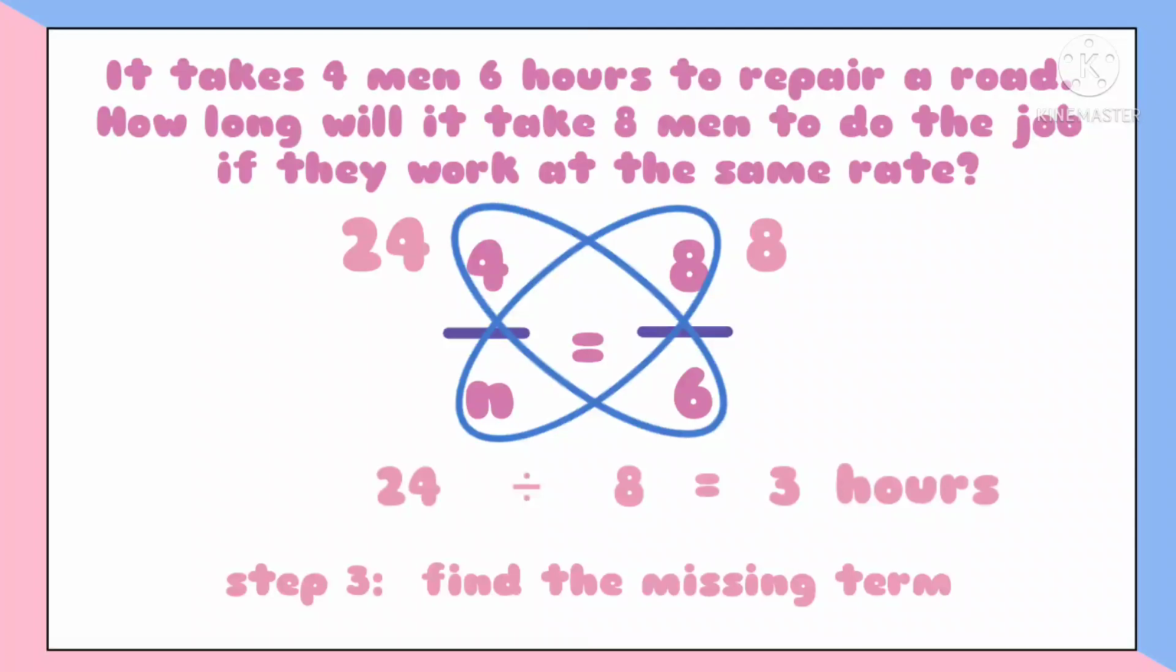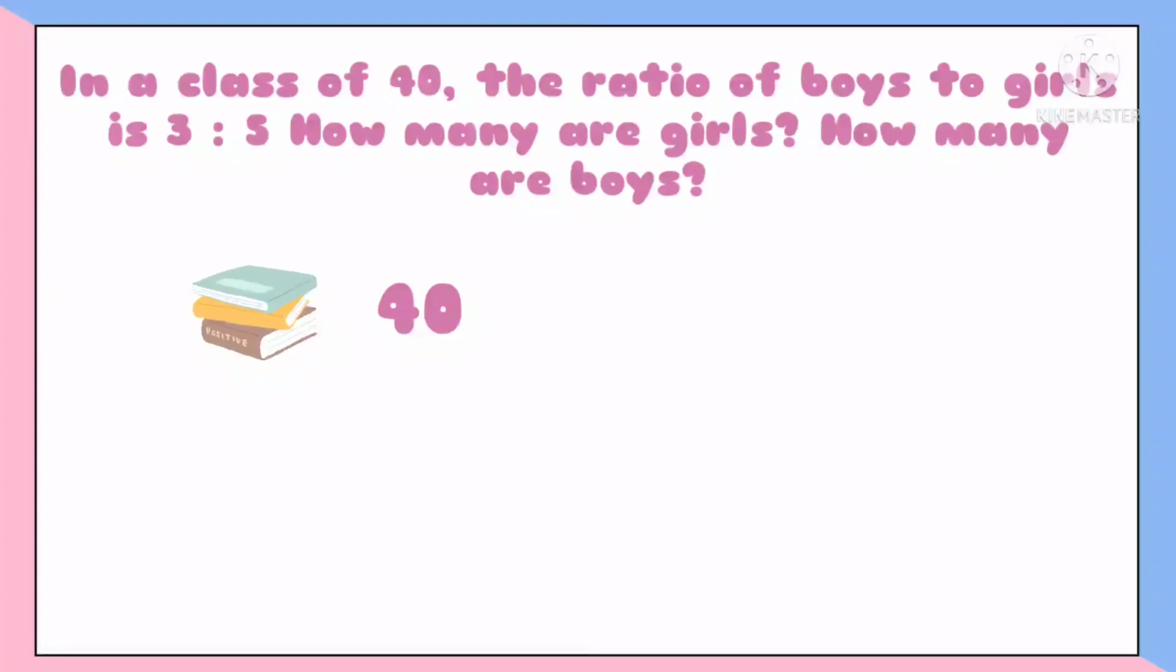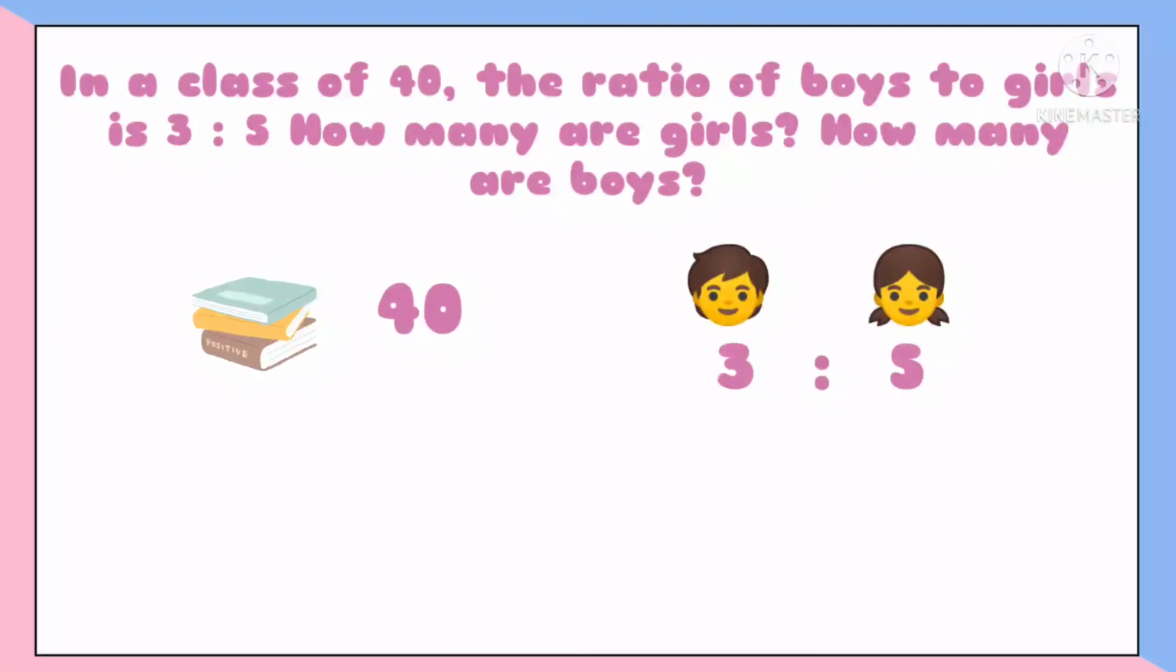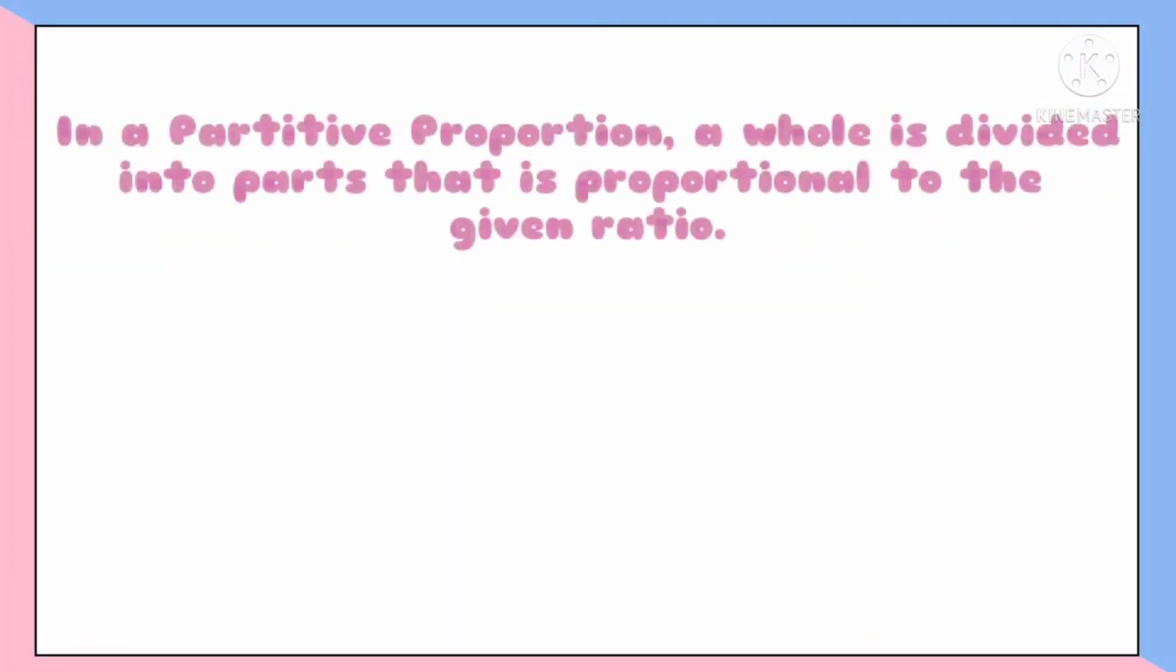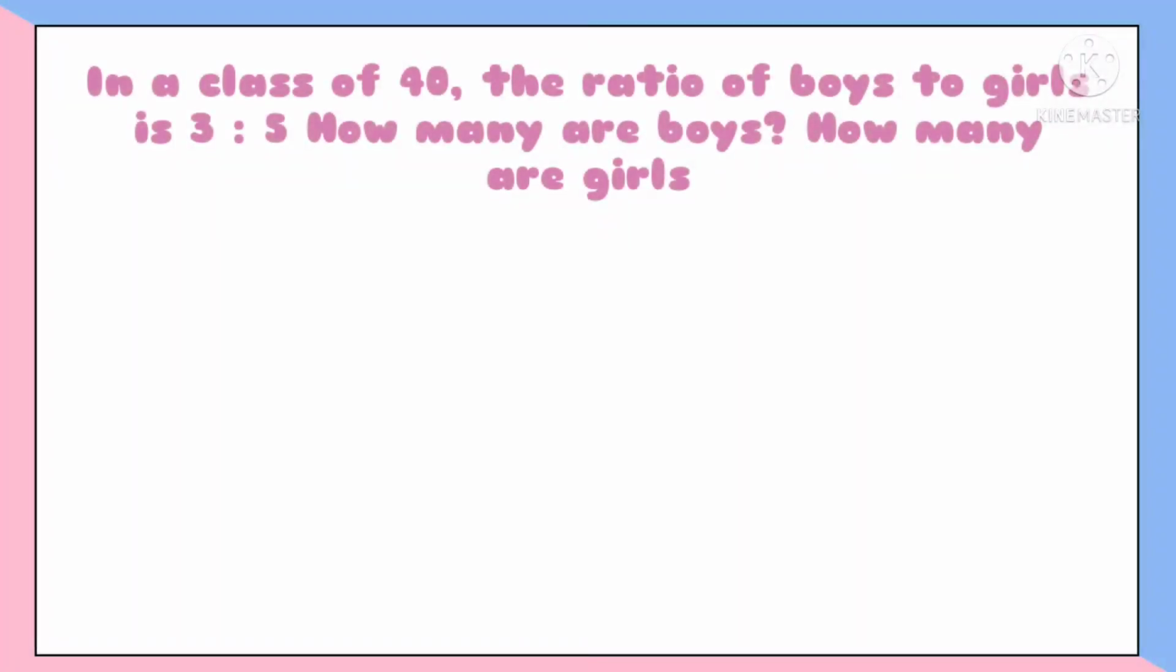Now let's go to our last problem. In a class of 40, the ratio of boys to girls is 3:5. How many are girls? How many are boys? In this problem, we need to divide 40 by the ratio of the boys and girls given. This is an example of a partitive proportion. In a partitive proportion, a whole is divided into parts that are proportional to the given ratio. Now let's try to solve the problem.